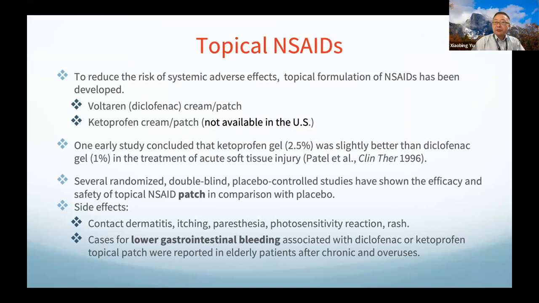Indeed, topical NSAIDs have limited systemic absorption, but it's not completely zero. That's the reason that with a topical, you want to avoid broken skin because it will increase the systemic absorption, but the risk will be significantly reduced. Some of the available prescribed or over-the-counter topical agents are Voltaren gel or Voltaren patch, which is prescribed, and ketoprofen cream and patch, but unfortunately that's not available in the US. Some of the international patients may know this, they're available in your country.